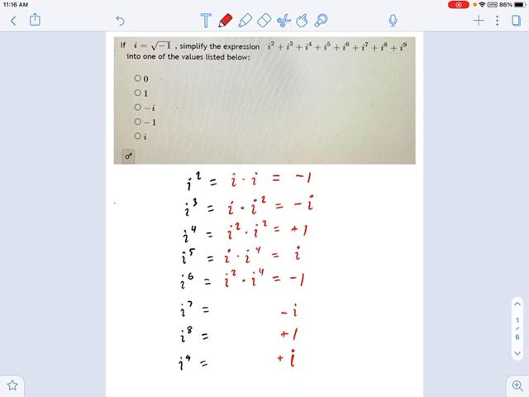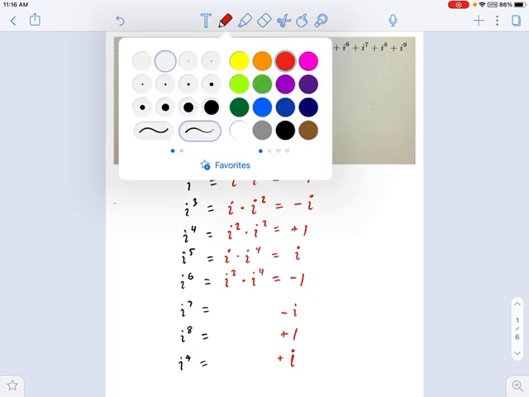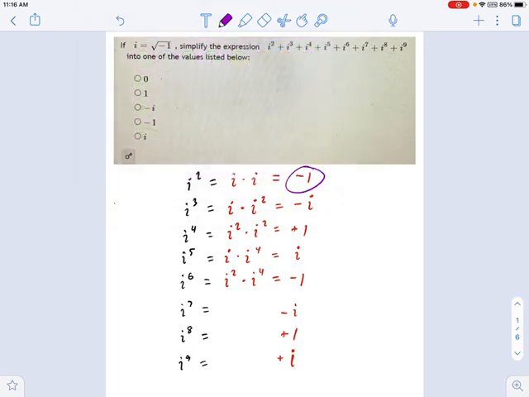The quickest way through this problem is realizing that i squared and i to the fourth have opposite signs, but are otherwise equal, meaning they cancel out when you add them together. So those guys are going to cancel out. Let's see what else cancels out. i cubed and i to the fifth. Look at these. -i, +i. Those are going to cancel out.